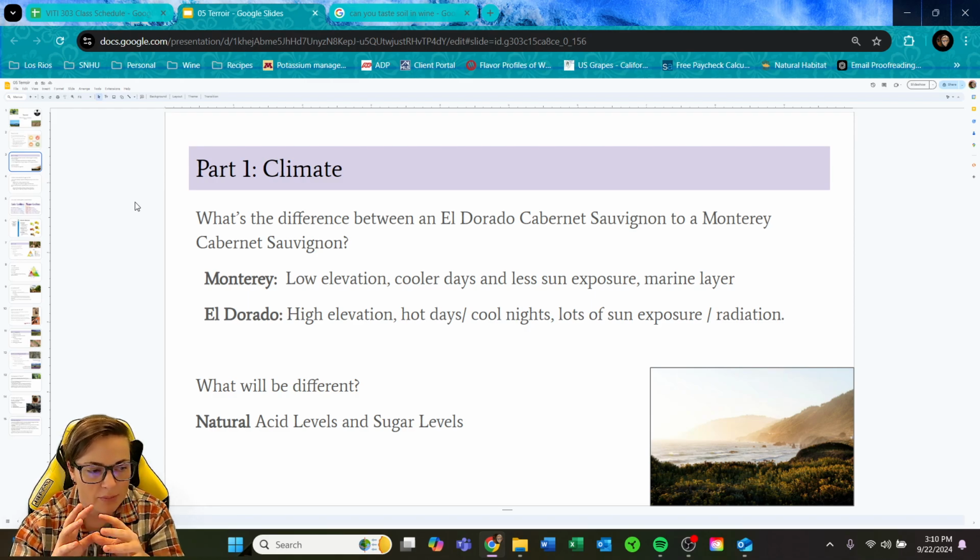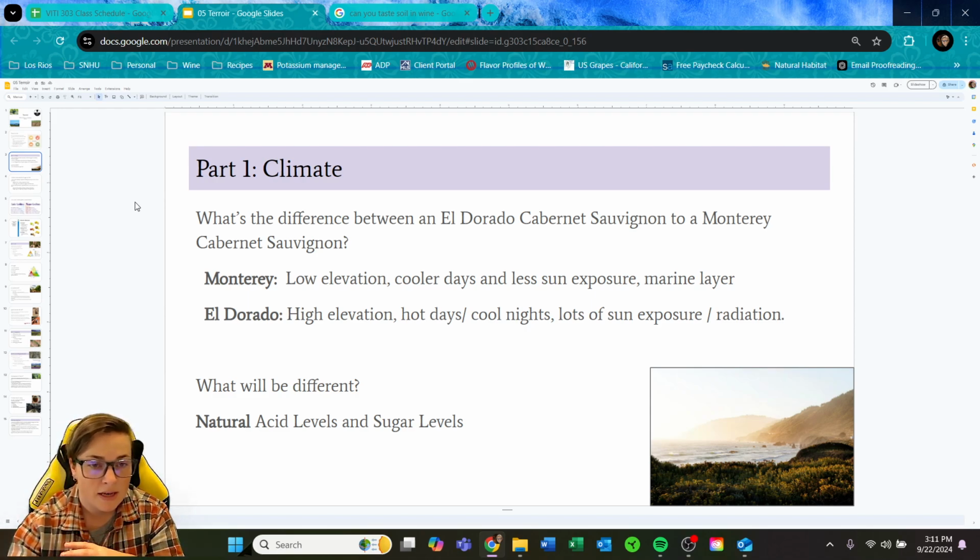If you do wine tasting and you are a very experienced wine taster, you'll know the concept of cool climate versus hot climate wines. To put this in more simple terms, what's the difference between a Cabernet Sauvignon made in El Dorado versus Monterey? Monterey is very low elevation. It's basically sea level, right? They have cooler days and less sun exposure because of the marine layer. It takes a while for that fog to burn off.